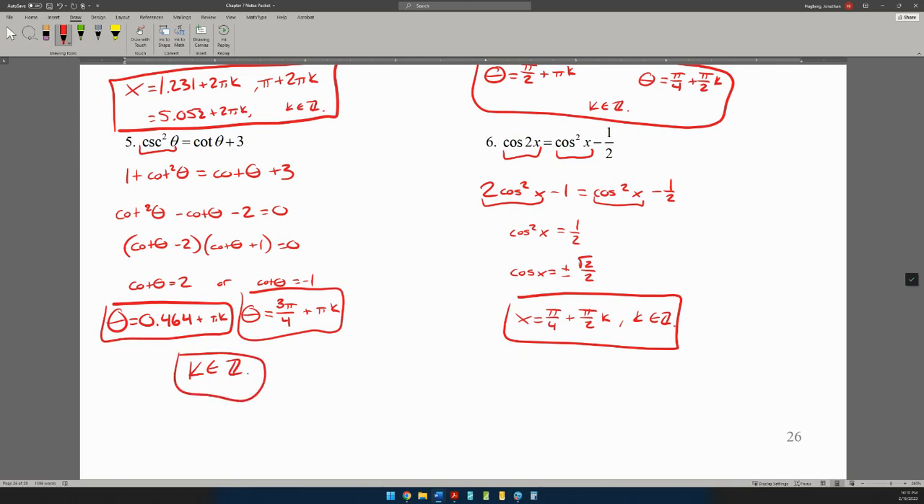So these have been our notes on 7.5, solving trig equations with the Pythagorean identities. We're going to get a lot of practice, so we'll see you tomorrow.